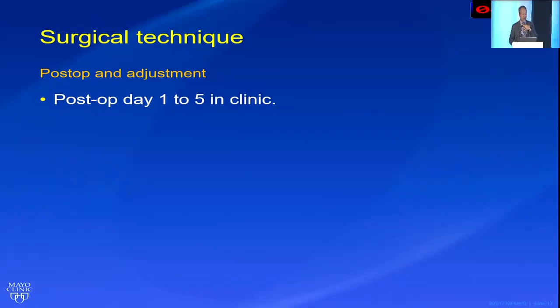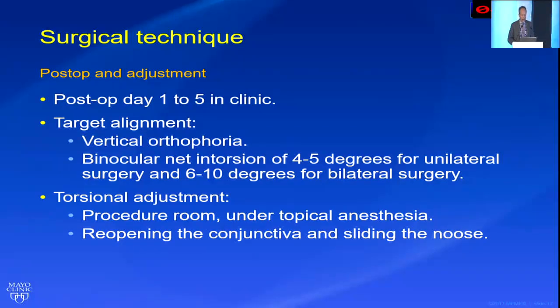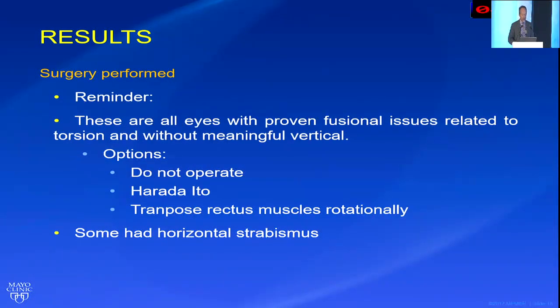I see them post-op, and I do an adjustment. As was articulated, we expect to have a little overcorrection. For unilaterals, I'll be happy with like 5 degrees of intorsion. Bilaterals, a little bit more. And I adjust these in the treatment room. For those of you that do adjustments, especially with the noose, you understand how successful that can be.